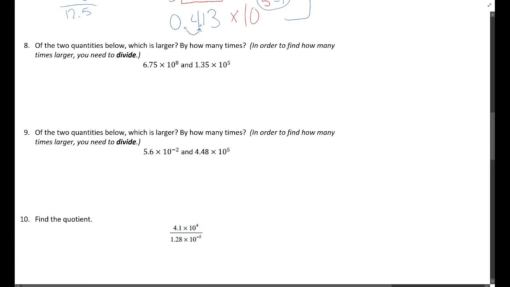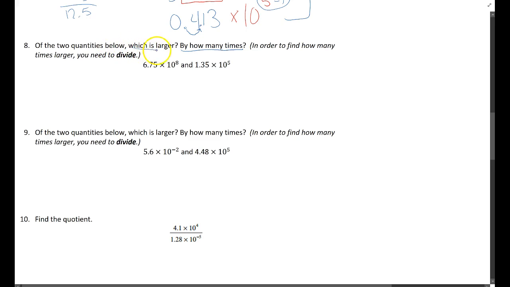Of the two quantities below, which one is larger and by how many times? Well, first thing I see, that's larger. Immediately, I see that because 8 is bigger than 5. Now, that's not the only question though. I make sure I just did a really bad job of showing this example.